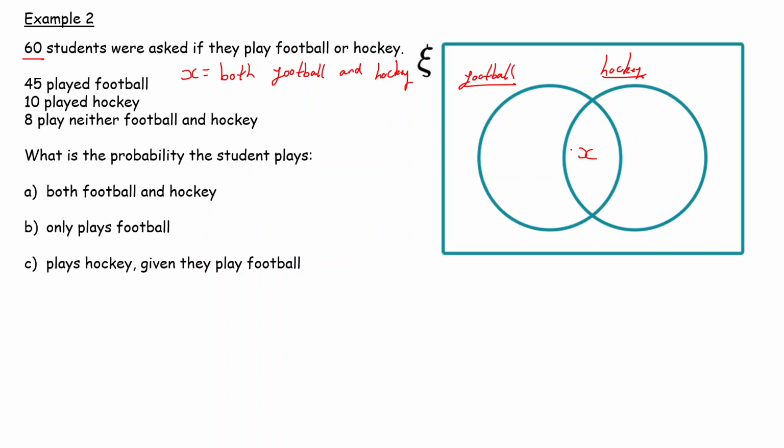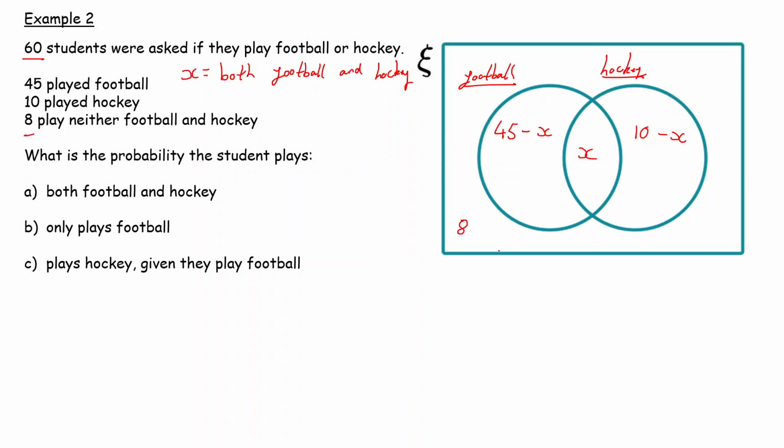Okay, well, if 45 play football in total, so the whole of this football circle here is 45. Well, just this bit is going to be 45 take away that X. And similarly with hockey, if 10 in total, so the whole thing here, are playing hockey in total, well, just this bit here is going to be 10 take away X. So 10 take away X can go in there. And then we know that 8 play neither football nor hockey, which is nice and easy, that just goes on the outside.